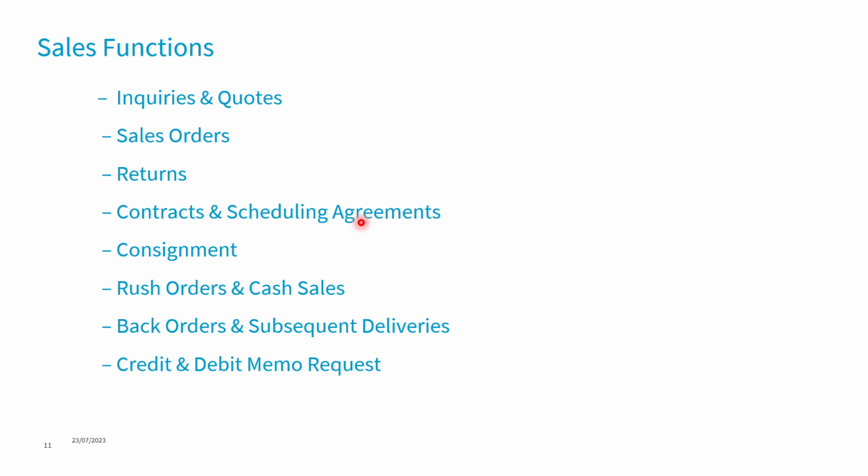Sometimes it is not feasible to always raise a sales order. If you have contract and scheduling agreements, things can be automated. We can do the consignment process also, rush order and cash order, back order and subsequent deliveries, credit and debit memo requests. So these are the different business functions in which we execute the end-to-end flow of sales. In coming videos, for each of these topics, I will go into the details and explain how it is supposed to happen in SAP.